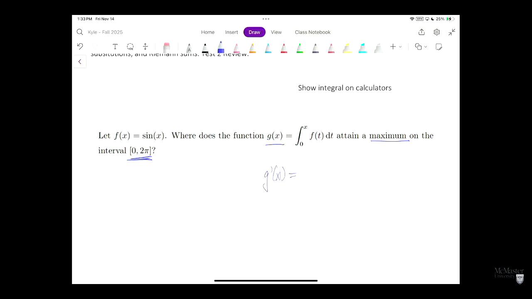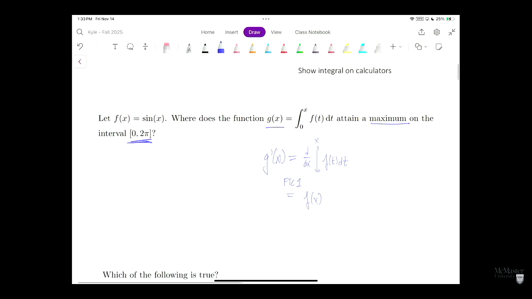So g prime of x is going to be the derivative of the integral from 0 to x of f of t dt. And by the fundamental theorem of calculus part 1, we know that this is just going to be equal to f of x. So the derivative of the integral from a constant up to the upper bound being the variable x is simply f of x. That's our fundamental theorem 1 right there.